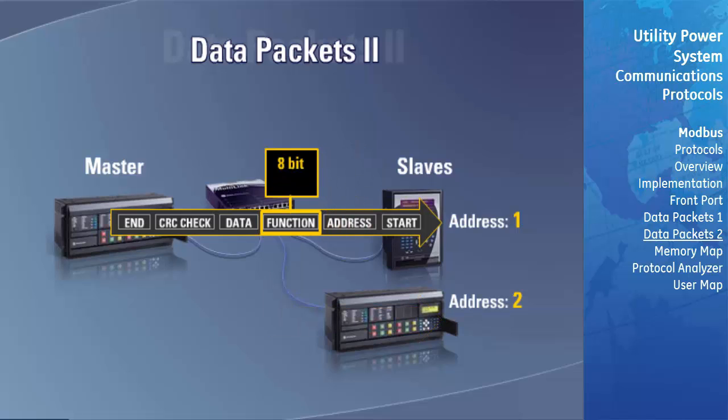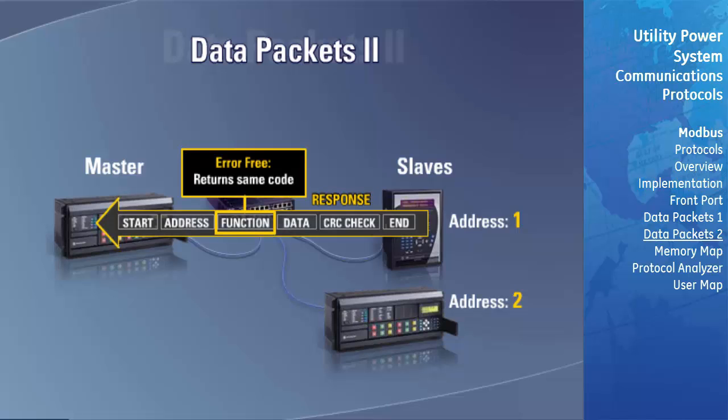The function code field of a message frame contains an 8-bit code that tells the slave what action to perform. For Modbus RTU, valid codes range from 1 to 255 decimal. However, GE multilin relays can provide the necessary functionality supporting only function codes 3, 4, 5, 6, and 16. If the slave device accepts the request without an error, it returns the same code in its response data packet. If an exception occurs, the bit pattern of the function code field will be the same as the original function code bit pattern with the exception of the most significant bit. This bit would be set to a logic 1 state.